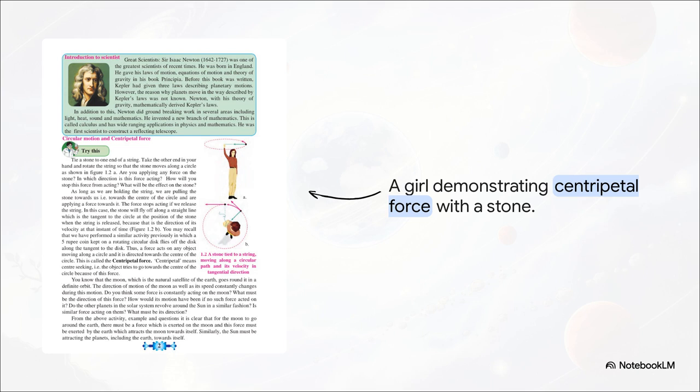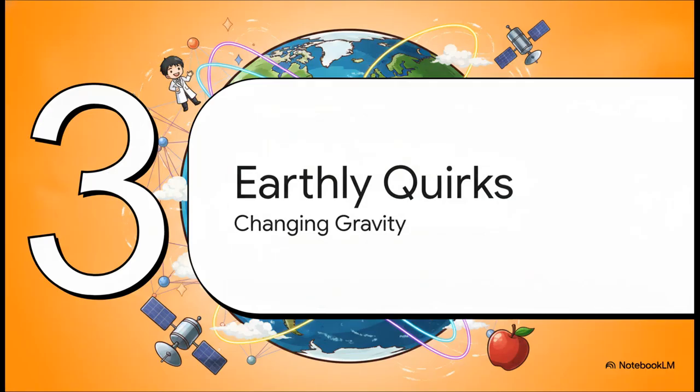The Earth provides that exact same constant inward centripetal force on the moon, keeping it forever turning in its orbit instead of just flying away into the void. Let's bring things back home with Chapter 3, Gravity's Earthly Quirks.